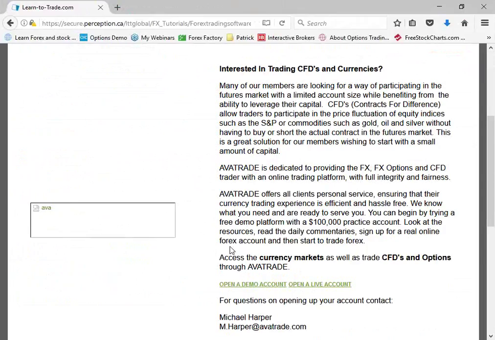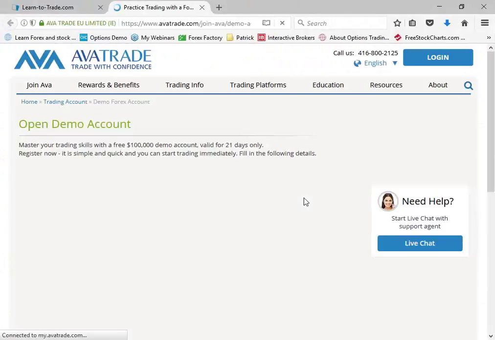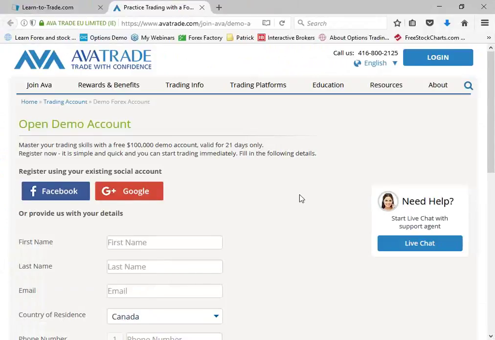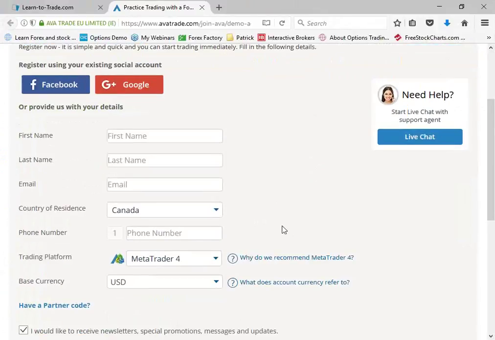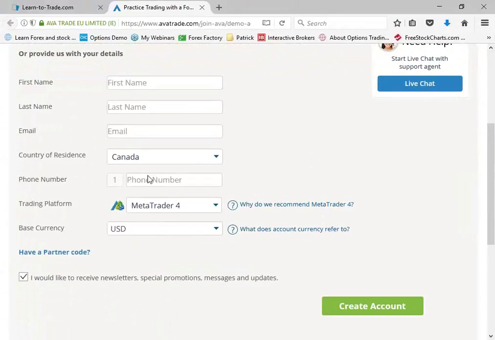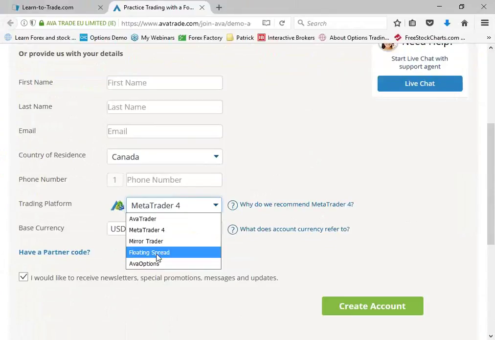You click on this button, you register your demo right here so that we know that you're a Learn to Trade member. You can go directly to AvaTrade's website, but you're not going to get the service or the help that you would get if you register through the Learn to Trade website. Once you do that, you're going to fill in your name and so on. The trading platform I use is called Floating Spread. It's a MetaTrader 4 platform.